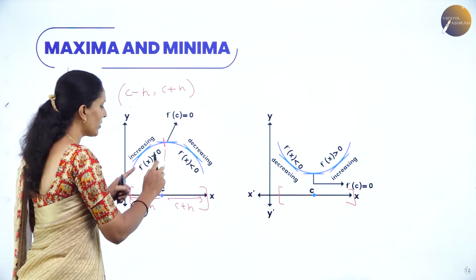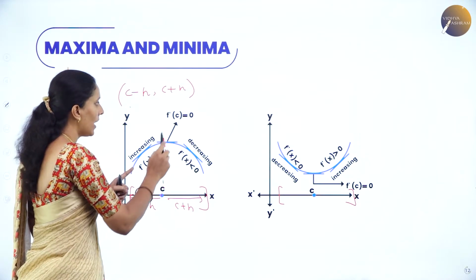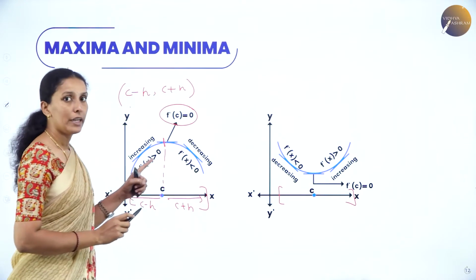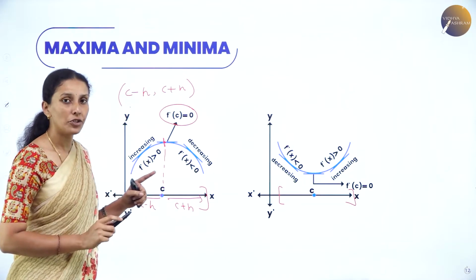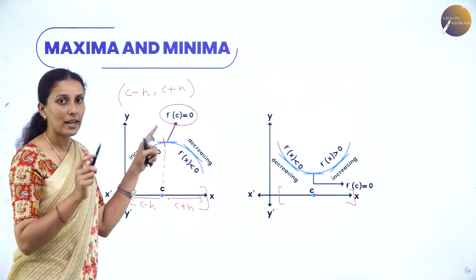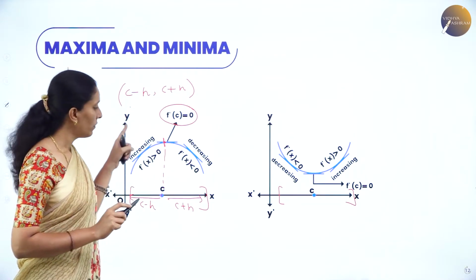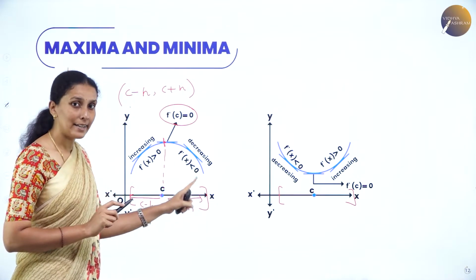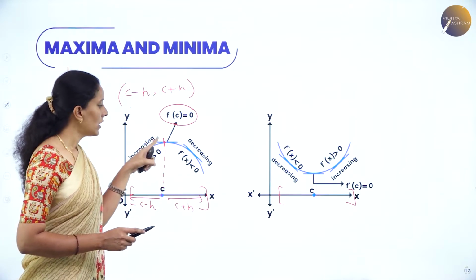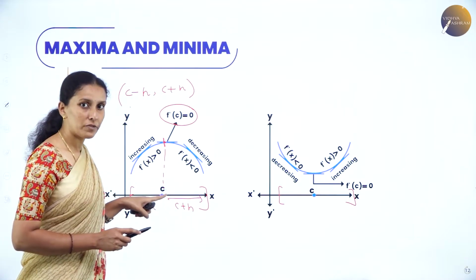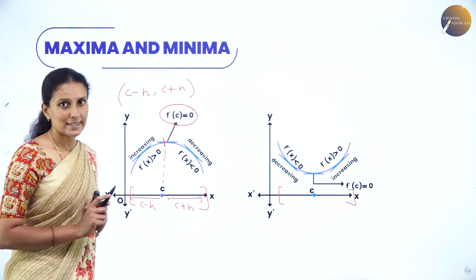So thus f dash of x is greater than 0 and f dash of c obviously will be 0, because at this point f is differentiable and dy by dx is nothing but the slope of the tangent, which is parallel to the x-axis, and there it is 0. So dy by dx is 0 whenever the slope of the tangent is parallel to the x-axis.